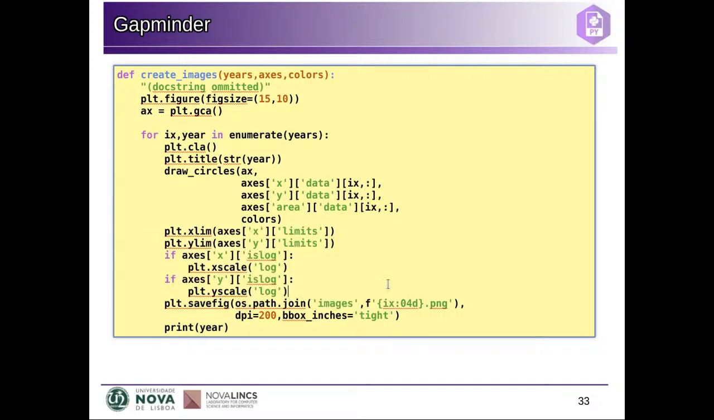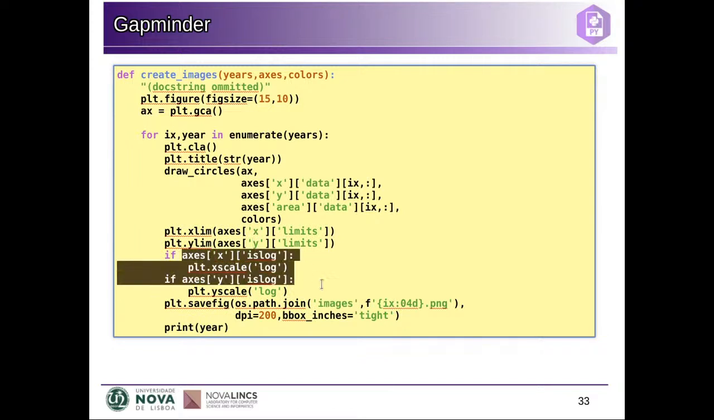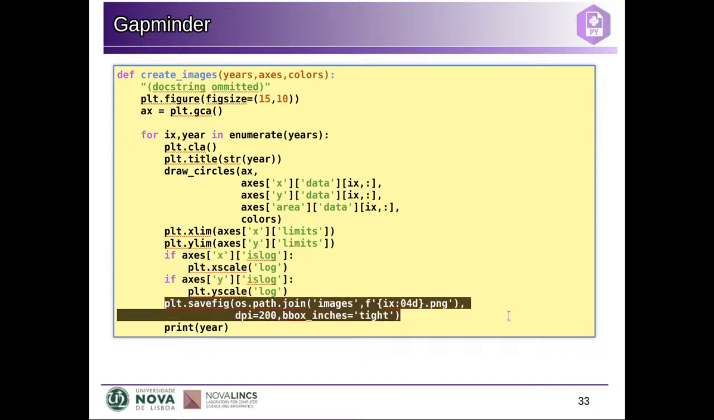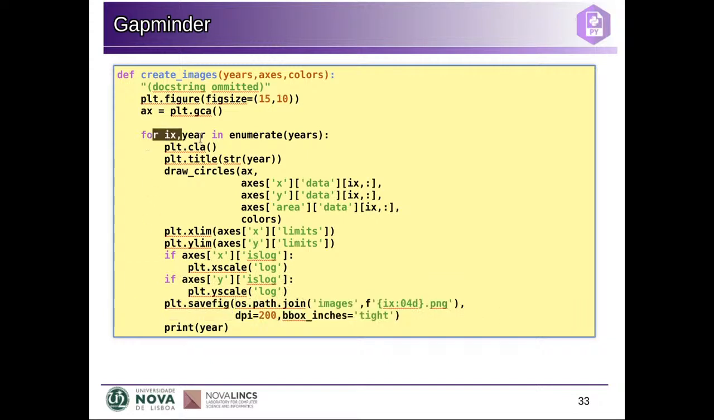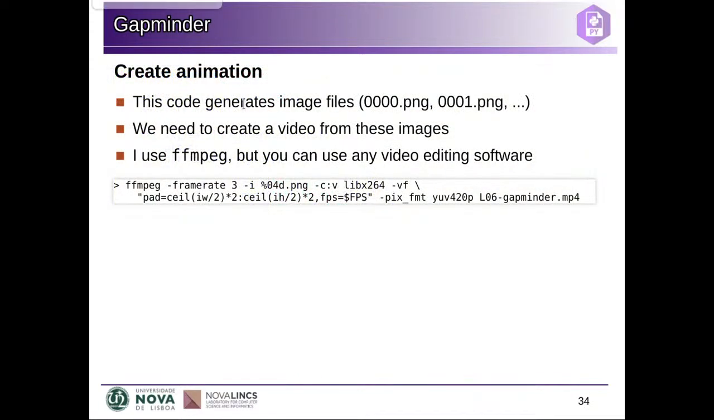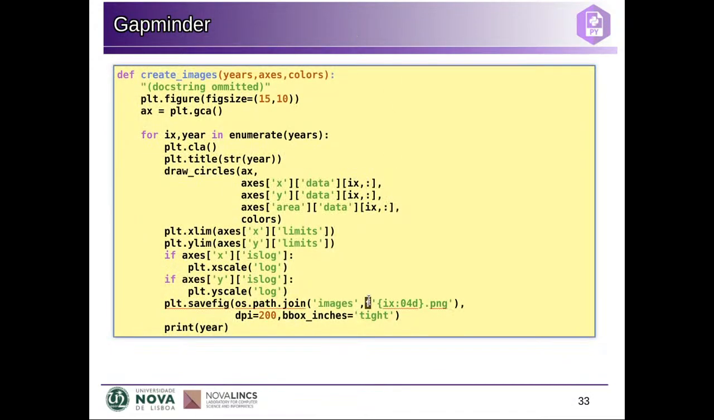Now we set all the limits, so we have the X limits, the Y limits, the axes that are logarithmic. We save the figure to a file, and then we repeat all of this for all the years. So this can take a bit to run because we are running through a large number of years and saving all these images. But after we have the images, we can take all the images that were generated. So note here that the name of the file will be inside the image folder, will be a series of numbers with the index of the image and then .png.